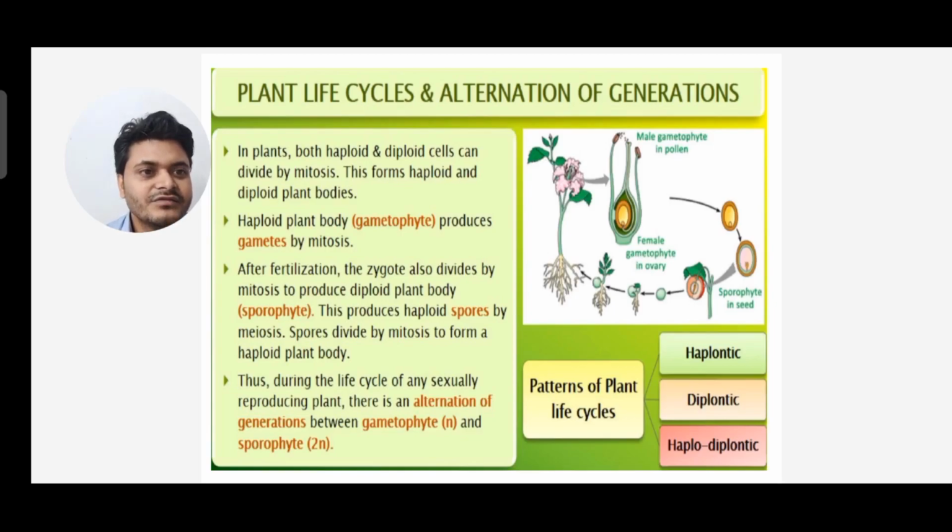You can see the pattern of the plant life cycle given. There are three patterns of plant life cycle: haplontic, diplontic, and haplodiplontic. In haplontic, mostly 90% of the life cycle will be haploid. In diplontic, mostly 90% of the life cycle will be diploid, 2N. And in haplodiplontic it will be 50-50, that means 50% haploid and 50% diploid.